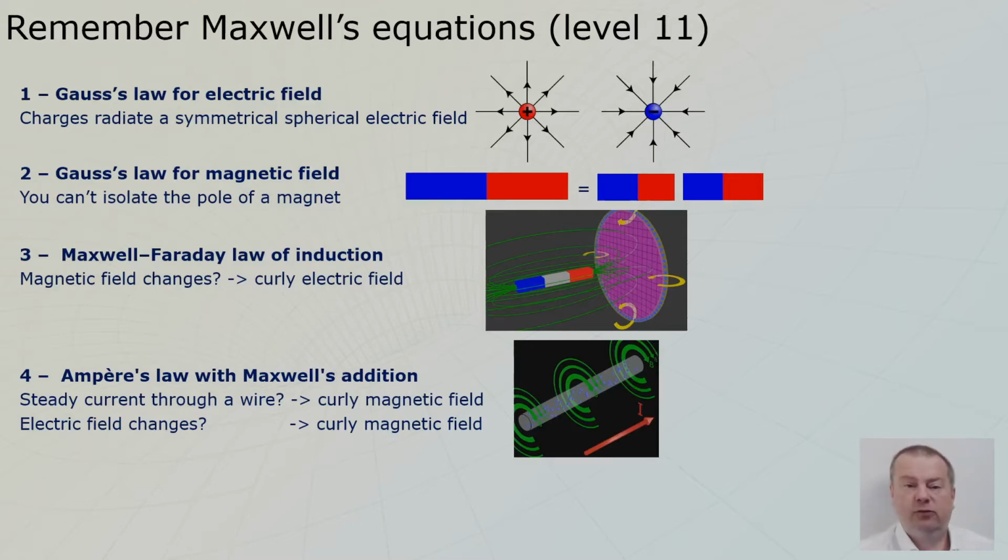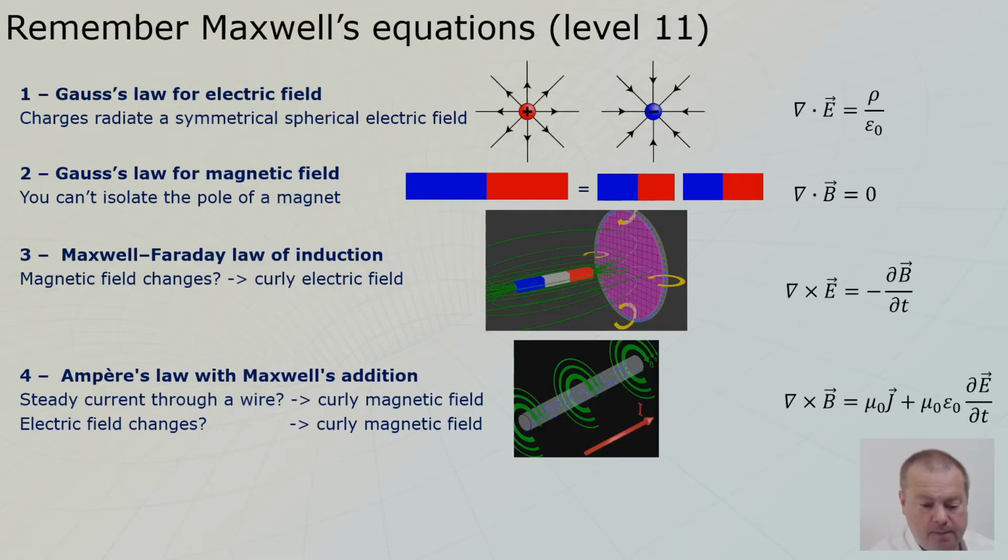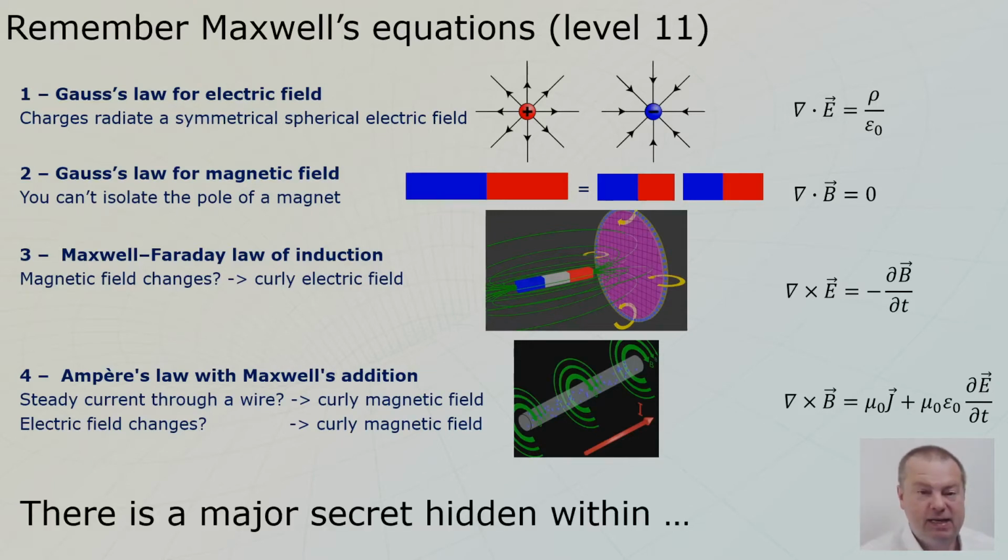And these are Maxwell's equations. And in math, they look like this. And basically we spent 10 levels to understand this math, to be able to read these equations. But now you see it in words, in visuals, and in math. These are Maxwell's equations. And now, why is this a super level? There is a major secret hidden within these equations.